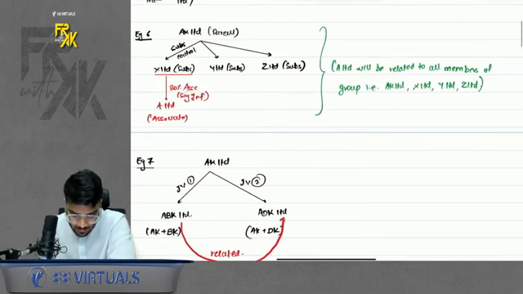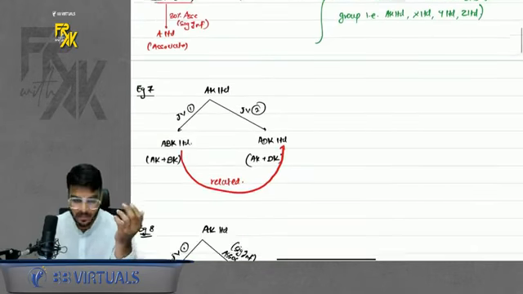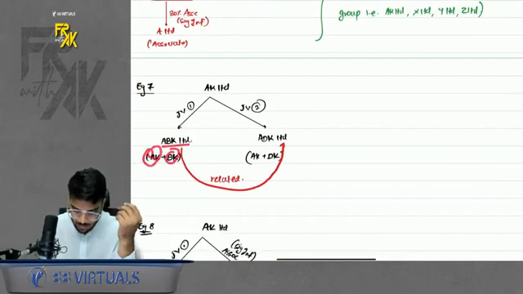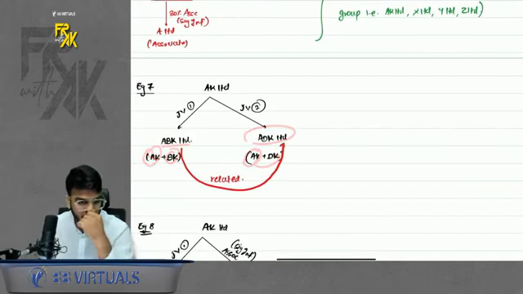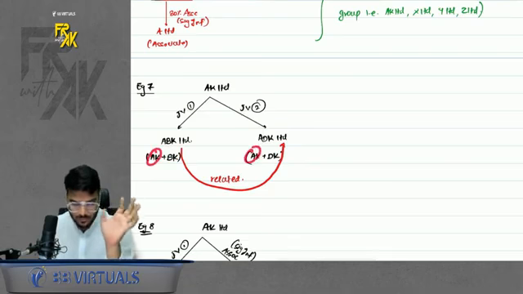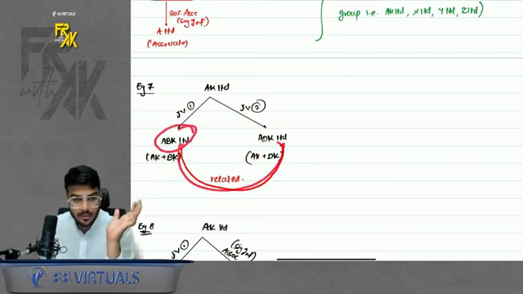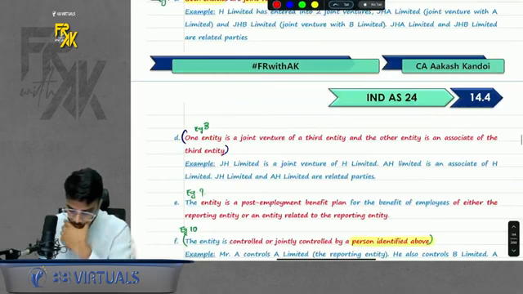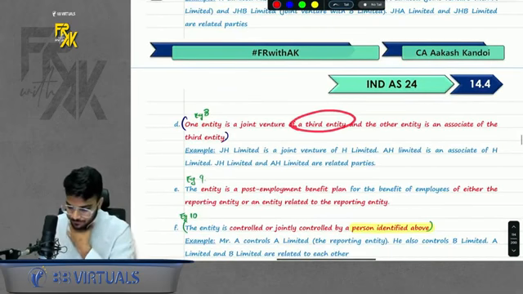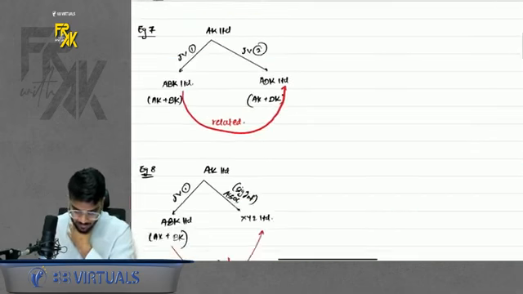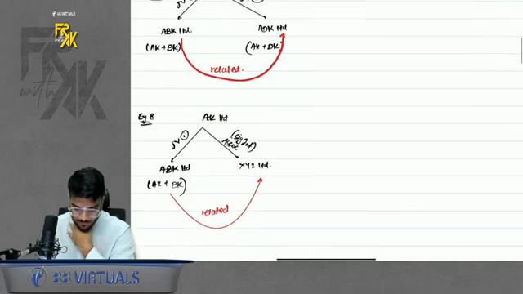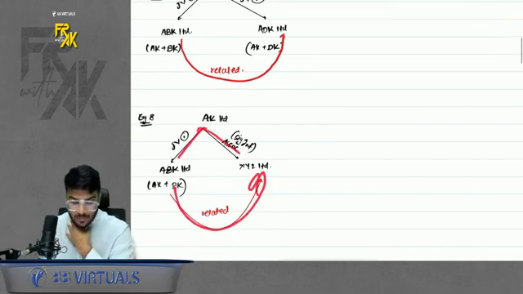Next, both the entities are joint ventures of the same third party. Let's say this AK Limited entered into two joint ventures with two different parties. AK and BK formed ABK, AK and DK formed ADK. So the common party is AK. That is why these two joint ventures will also become related. Next, one entity is a joint venture and the other is an associate. So if you have one joint venture and one associate, these two will also become related.